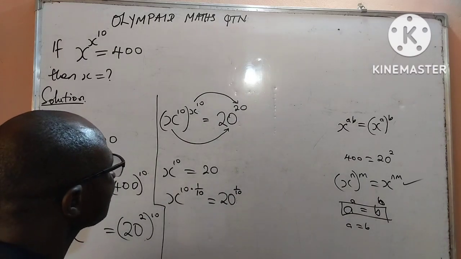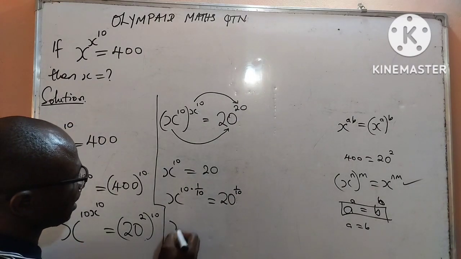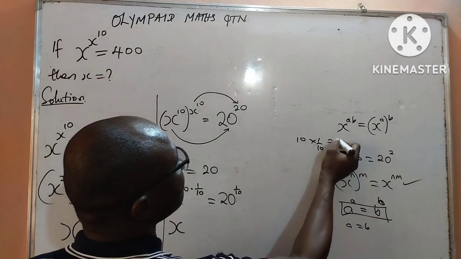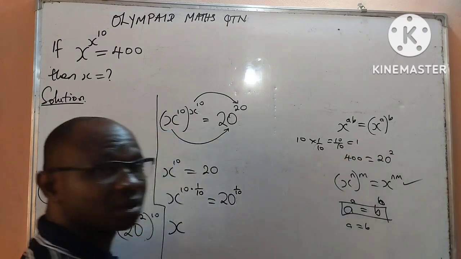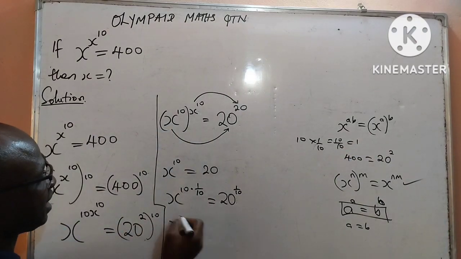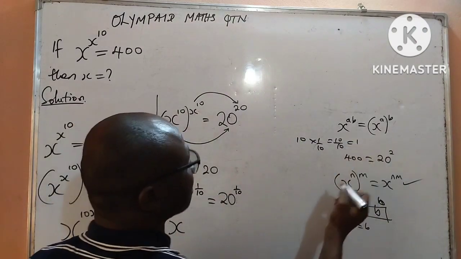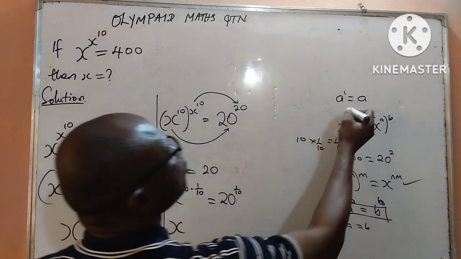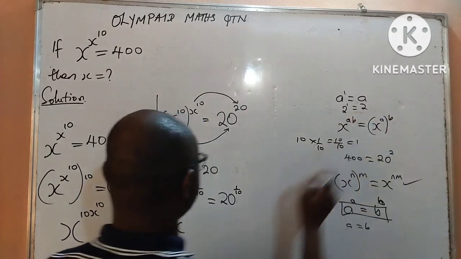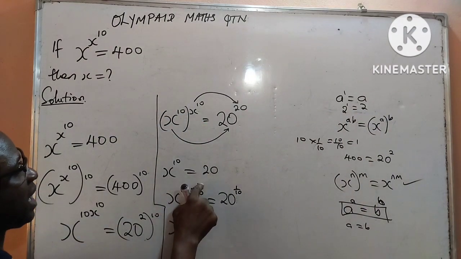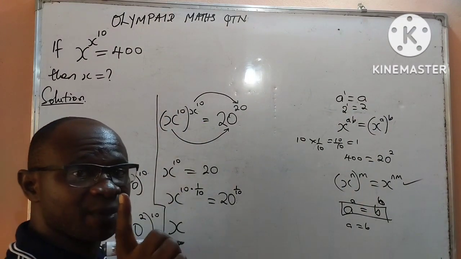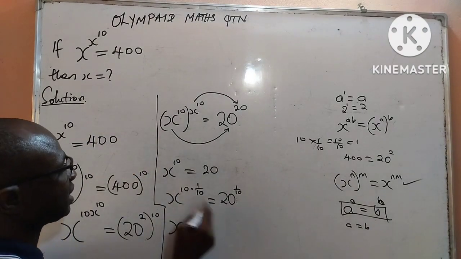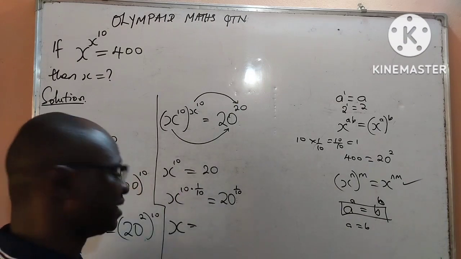Beautiful. At this point, the left hand side will now be 10 multiplied by 1 over 10, which is 10 over 10, which is 1. So I can now write x, and anything, if I have a to the power 1, it is equal to a. Therefore, 2 to the power 1 is equal to 2. So, 10 multiplied by 1 over 10 will simply give me 1. And therefore, x raised to the power 1 is just x. And that is what we have left on the left hand side.